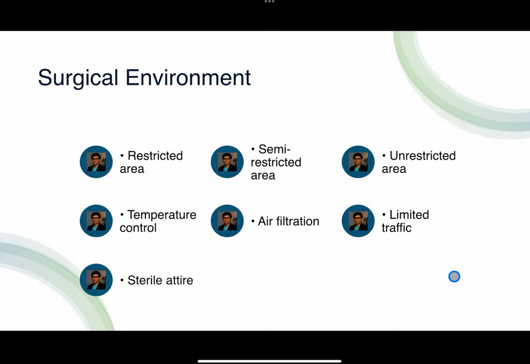The operating room environment is designed to minimize contamination and maintain sterility. Areas are divided into unrestricted, semi-restricted, and restricted zones to control traffic flow. Temperature, humidity, and air filtration are carefully regulated. Proper attire and limited movement within the OR further reduce the risk of infection.